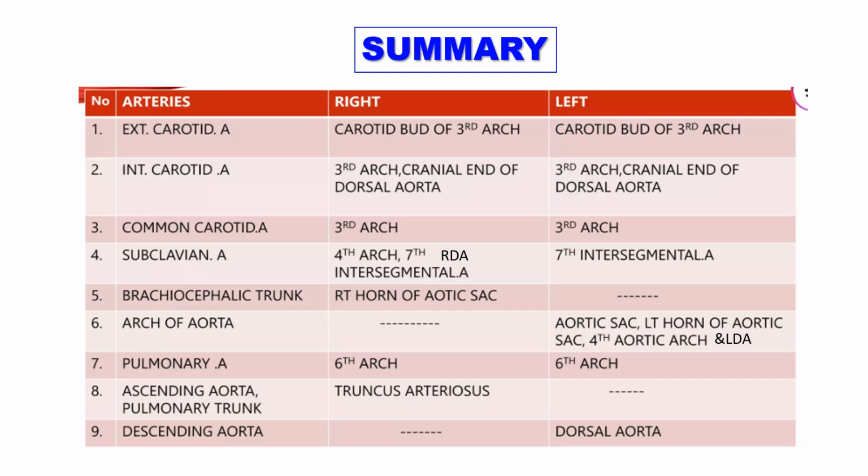Brachiocephalic trunk is derived from right horn of aortic sac. Arch of aorta is derived from left horn of aortic sac, left fourth aortic arch artery and dorsal aorta. Pulmonary arteries are derived from ventral part of sixth aortic arch artery. Ascending aorta and pulmonary trunk are derived from truncus arteriosus which is divided by the spiral septum. Descending aorta is derived from dorsal aorta. This is the overall summary of the adult arterial system.